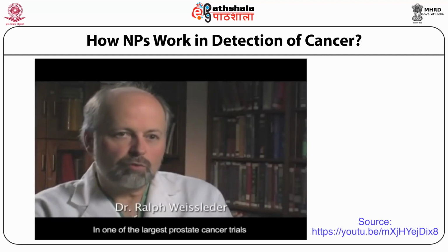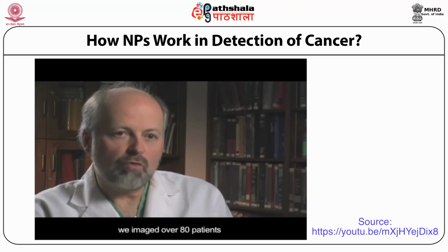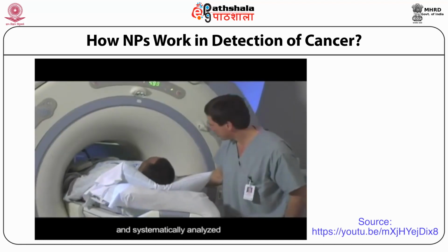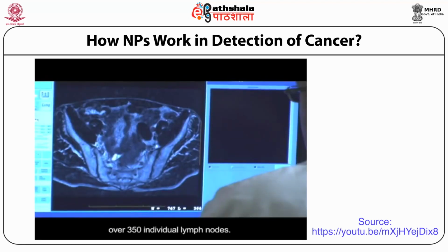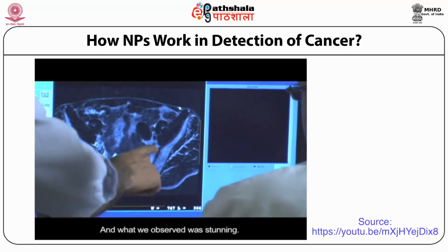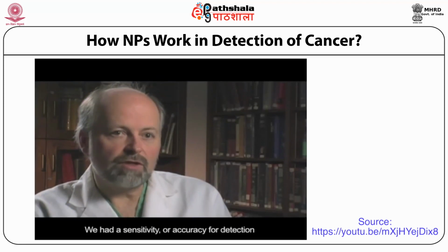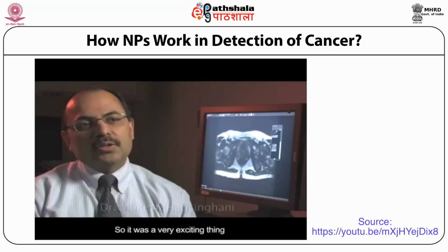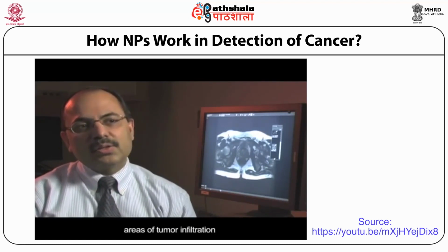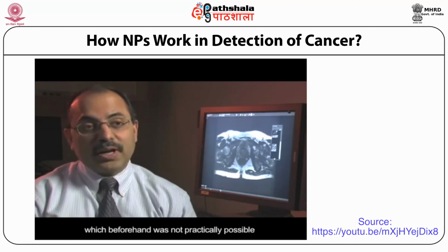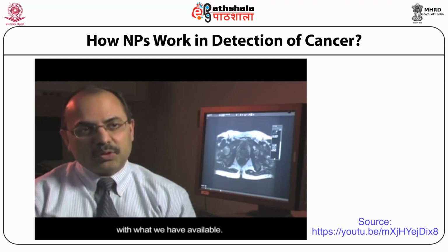In one of the largest prostate cancer trials, we imaged over 80 patients and systematically analyzed over 350 individual lymph nodes. And what we observed was stunning. We had a sensitivity or accuracy for detection of lymph node metastasis well over 90%, which was really unprecedented. So it was a very exciting thing to be able to pick out these small little areas of tumor infiltration, which beforehand was not practically possible with what we have available.